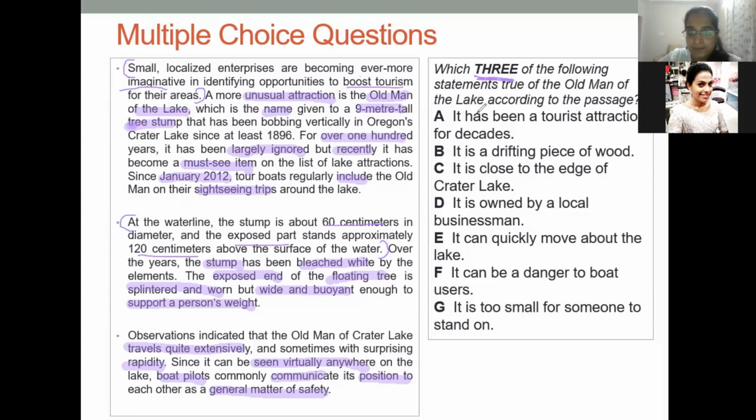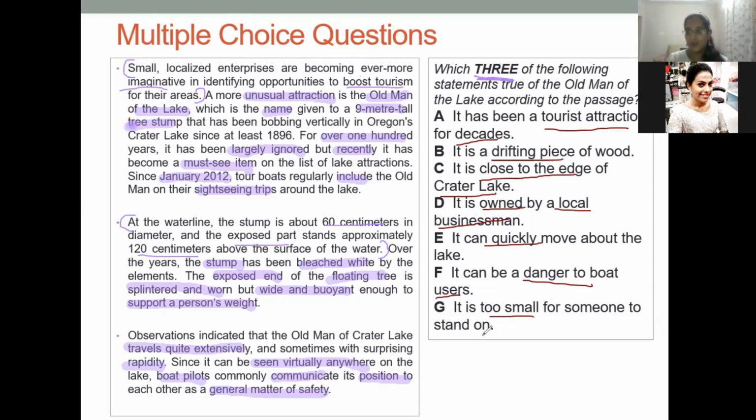Okay. Just changing the color of my pen. It has been a tourist attraction for decades. Second, it is a drifting piece of wood. Third, it is close to the edge of Crater Lake. Fourth, it is owned by a local businessman. Fifth, it can quickly move about the lake. Sixth, it can be a danger to boat users. And seventh, it is too small for someone to stand on.